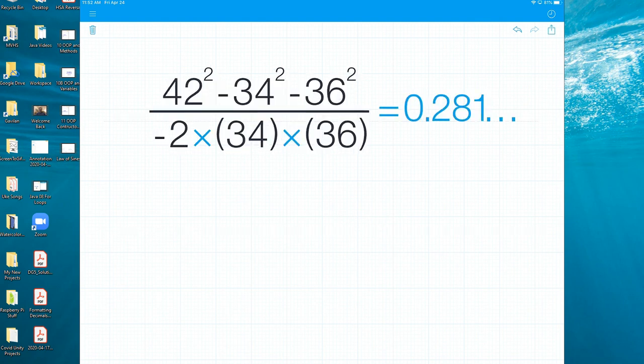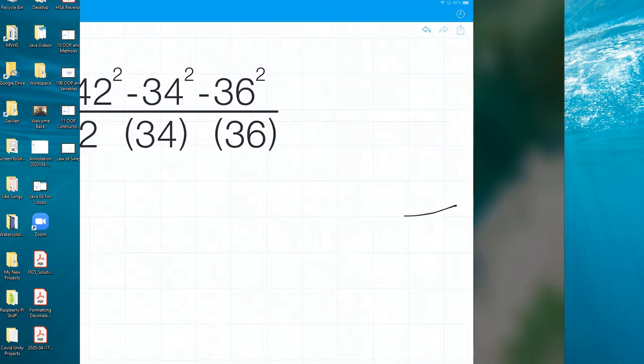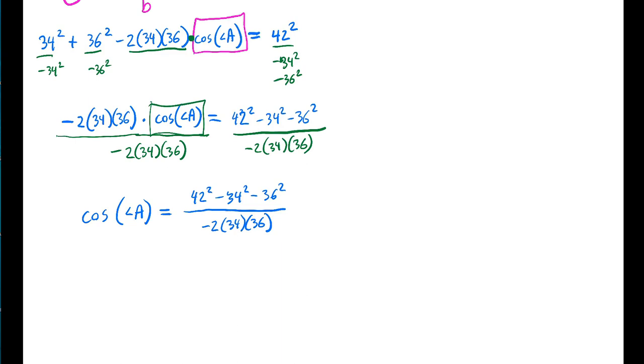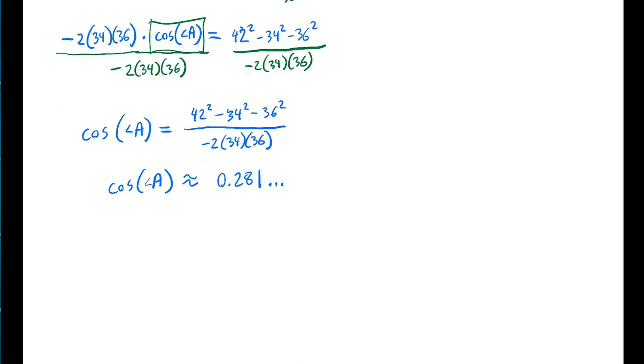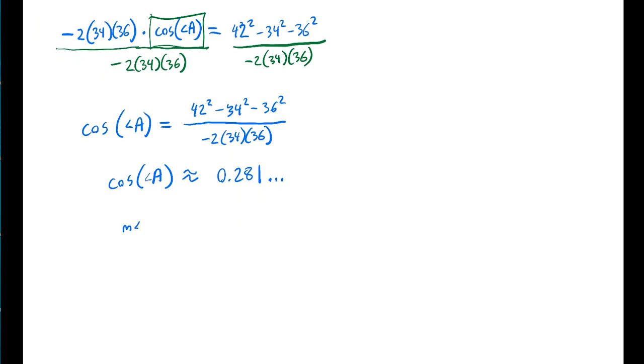Boom, there we go. So we get 0.281. This is rounded. We shouldn't round in the middle of our problem, but okay, so 0.281. So we've got cosine of angle A is around 0.281. And again, we shouldn't round in the middle, but that was all the number of digits my calculator gave me. Okay, so now rewriting that exact equation, that means the measure of angle A is equal to the arc cosine, or the cosine to the negative 1, of 0.281.